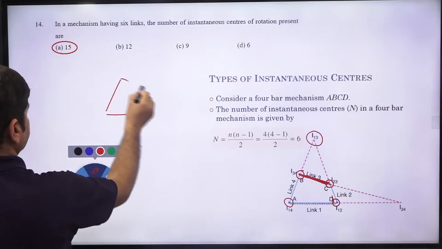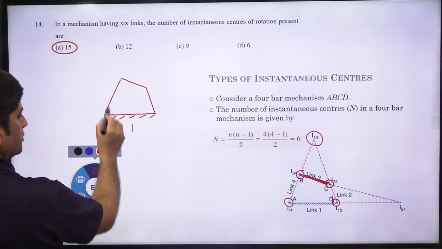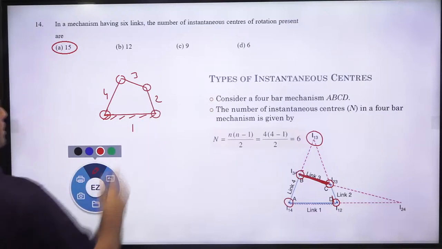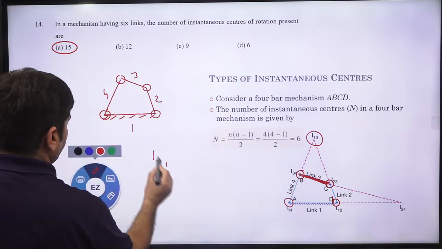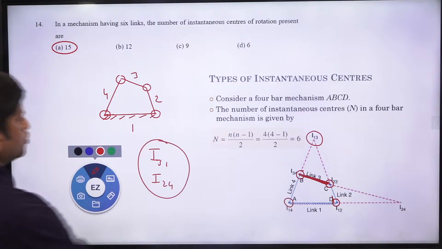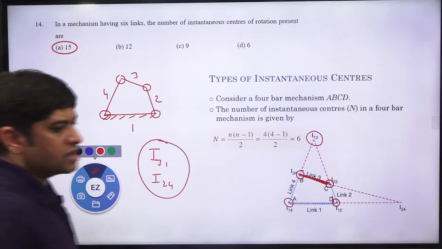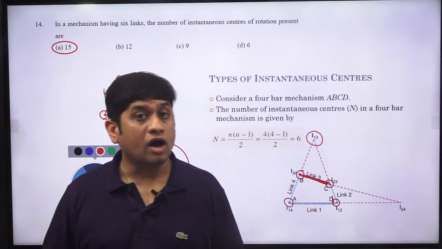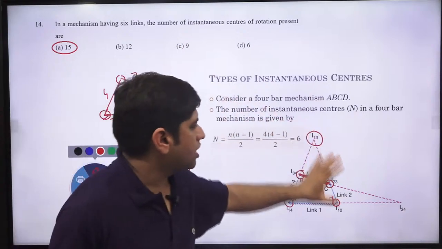So see this carefully. This is the fixed link 1. Let's say this is 2, this is 3, this is 4. These 4 I centers are very clearly seen. Now I need to know the I centers for 3 with respect to 1, I31, and I24. These two are to be obtained, and the Kennedy theorem is used to calculate these two. What is the Kennedy theorem? If there are any three links which are connected to each other, their I centers will be on a common straight line. That is the Kennedy theorem, and it is used to find the other two I centers.